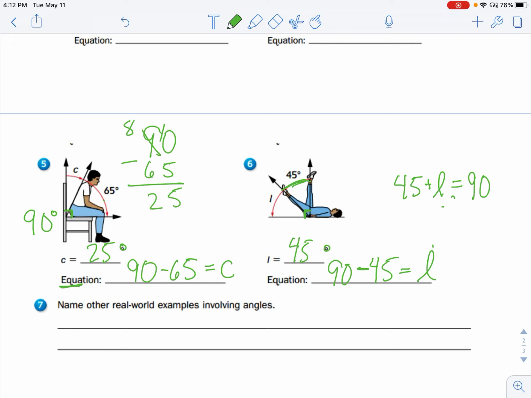So now you've gotten a sense that there are real world examples all around you. I bet if you looked around your room right now, you can spot some 90-degree angles, some right angles, maybe some acute angles, maybe some obtuse angles. Try that out and have fun exploring with angles.